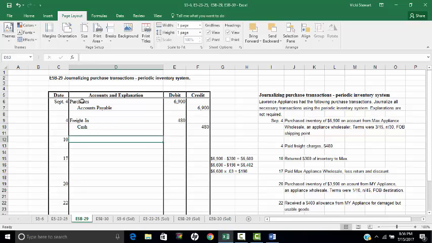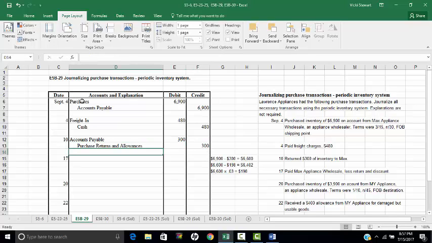The next entry, on September 10th, says they returned $300 of inventory to Max. So we'll debit accounts payable for $300 and we'll credit purchase returns and allowances for the same amount.